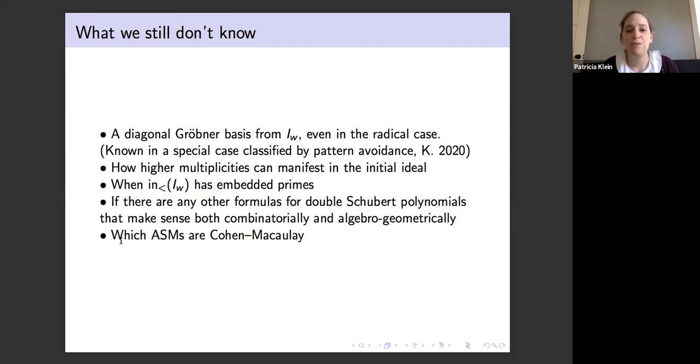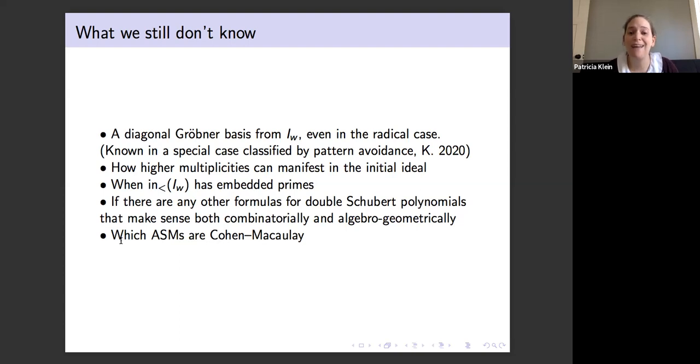I apologize, we don't know when their unions are, intersections of the ideals. So in particular, we don't know when alternating sign matrices are Cohen Macaulay. Even if we restrict to equidimensional alternating sign matrix varieties, some of them are Cohen Macaulay and some of them are not, and we don't really have a foothold on when they are.